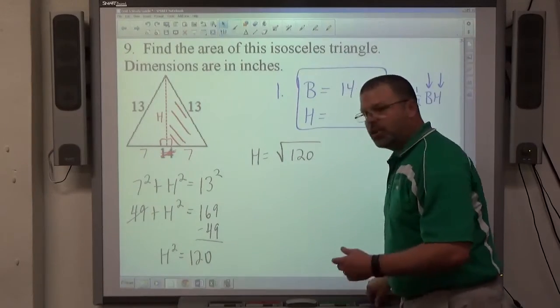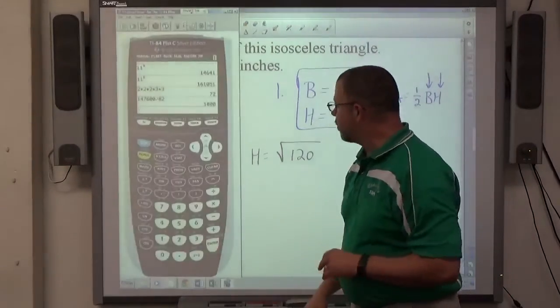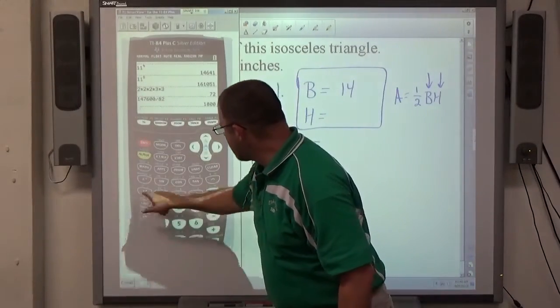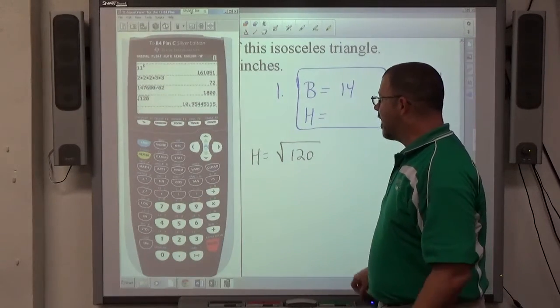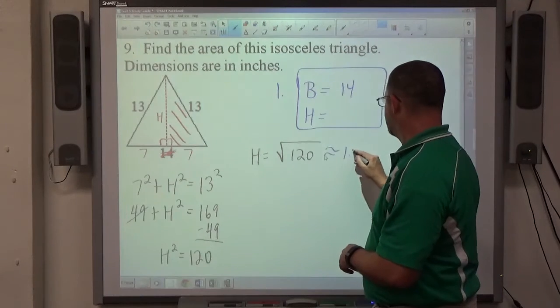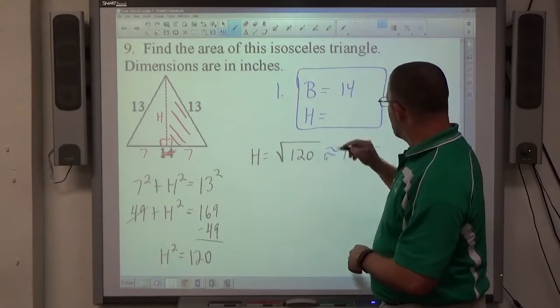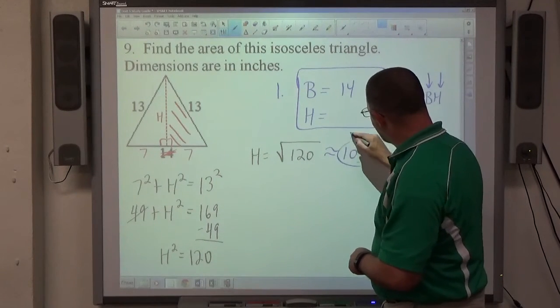And I've actually used decimals on these problems. So if I just go ahead and type in my calculator the square root of 120, it comes out to 10.95. So 10.95 goes right there.